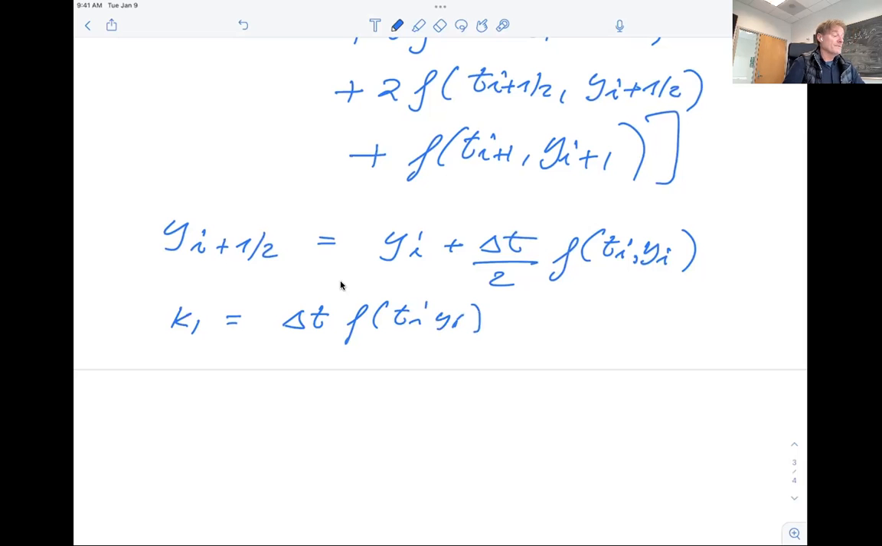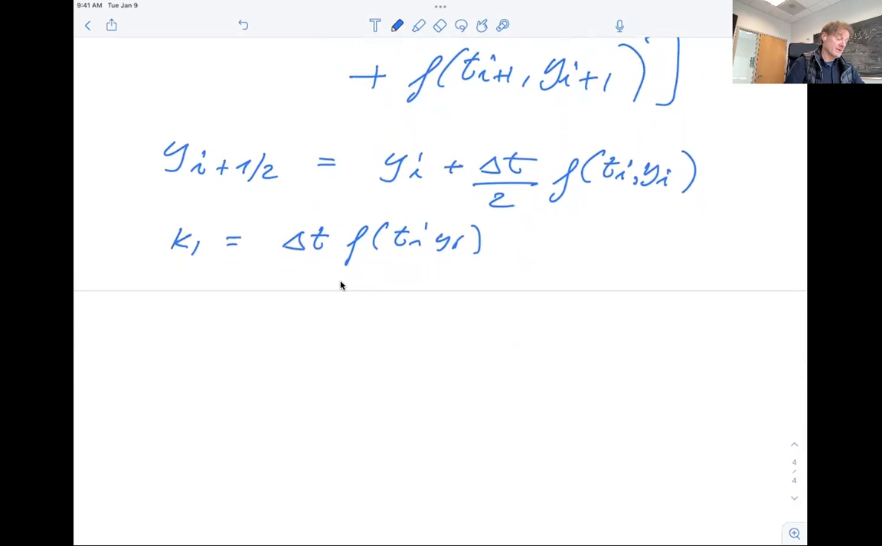Now, what we're going to do is re-evaluate the slope at the midpoint. So we're going to get a k2 here, which is the same as we did with the Runge-Kutta to second order. This k2 term is given by delta t of f, and then I have my t of i plus 1/2, and then y of i plus k1 divided by 2, because I have delta t divided by 2.